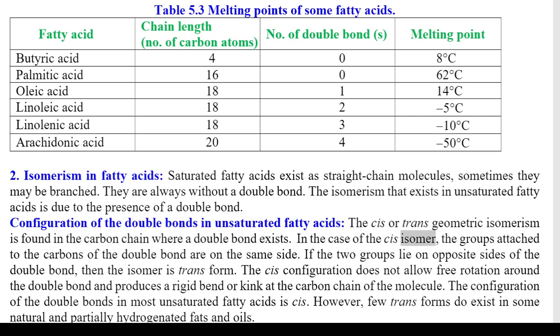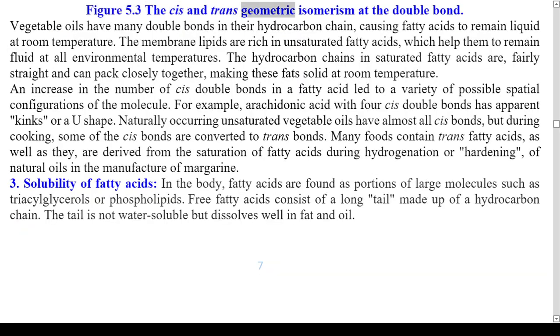In the case of the cis isomer, the groups attached to the carbons of the double bond are on the same side. If the two groups lie on opposite sides of the double bond, then the isomer is trans form. The cis configuration does not allow free rotation around the double bond and produces a rigid bend or kink at the carbon chain of the molecule. The configuration of the double bonds in most unsaturated fatty acids is cis. However, few trans forms do exist in some natural and partially hydrogenated fats and oils. Figure 5.3 The cis and trans geometric isomerism at the double bond.